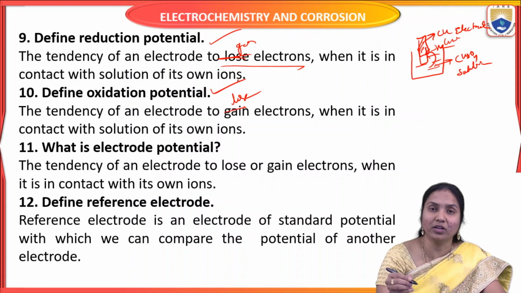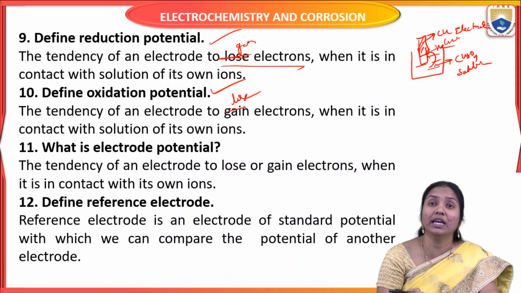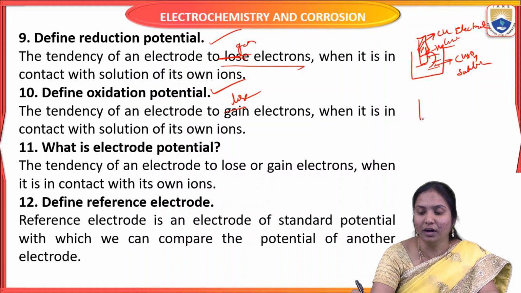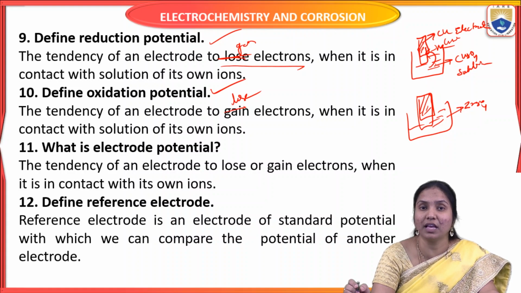So what is the meaning of oxidation potential? It is the tendency of an electrode to lose electrons. For example, a zinc electrode dipped in its own salt solution, a zinc sulfate solution. When we dip the zinc electrode in this zinc sulfate solution, according to the electrochemical series, zinc metal acts as the anode. That means it undergoes oxidation. It gives metal ions into this electrolyte solution.